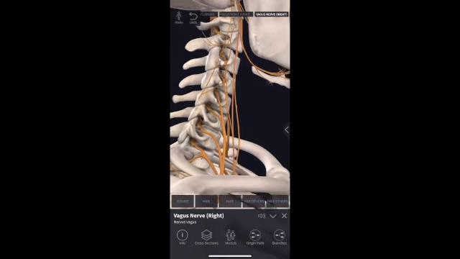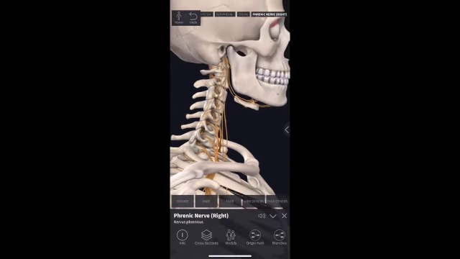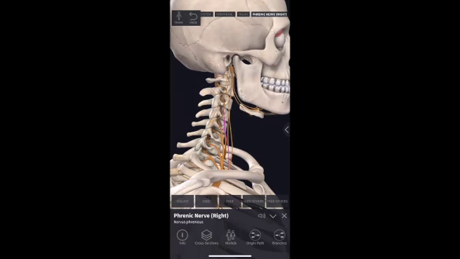Next nerve we have here is this nerve highlighted in purple. I'm going to back away a little bit so you can see. So this is the right phrenic nerve. Now the phrenic nerve is not a cranial nerve. It is going to innervate the diaphragm, and it branches from the anterior rami of C3, C4, and C5.